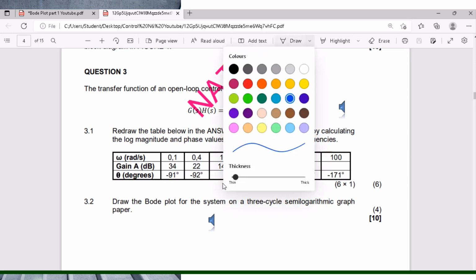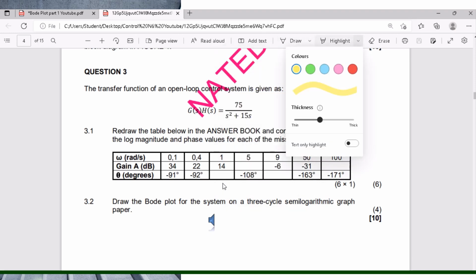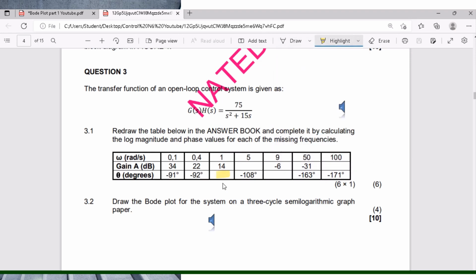Let me use a highlighter to show you. I think the yellow color. We have a missing value here, we have a missing value here, we have a missing value here. It's 6 marks. I think for the phase it will be 1 mark, because for gain it might be 2 marks, because we have to convert gain into decibels, you see.